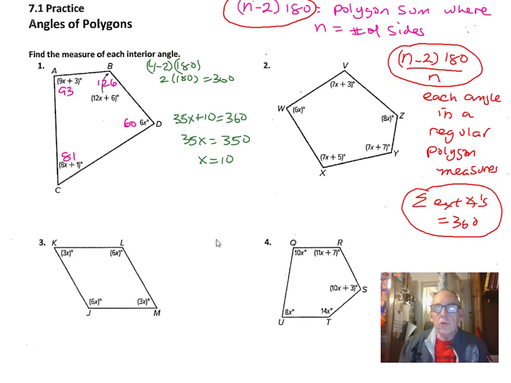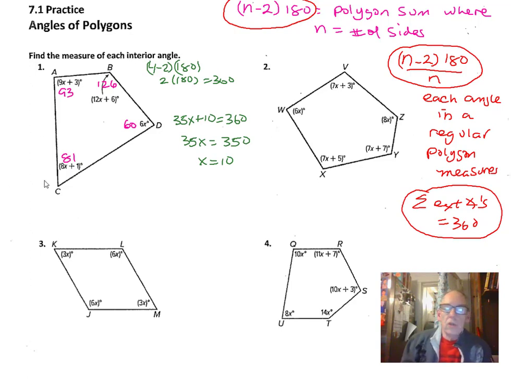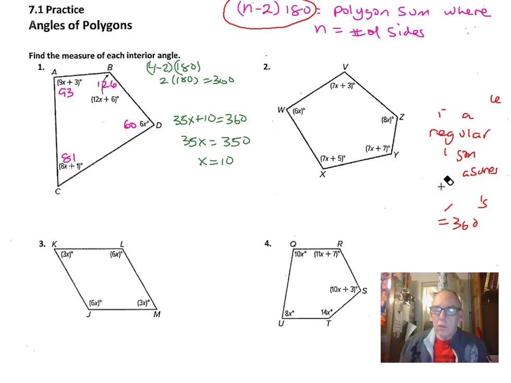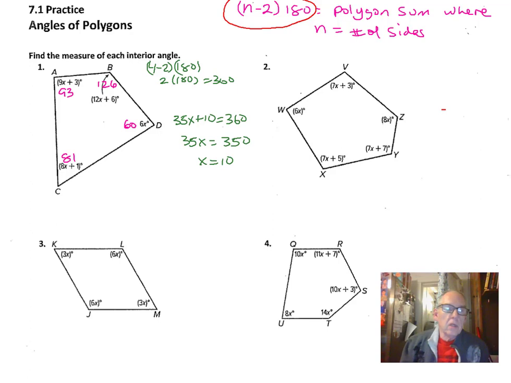Okay, let's look at number 2. What I need to do over here for this part is make some room. I'm going to erase the regular polygon angle formula here, and probably also the exterior angle theorem stuff, to give us some room. Okay, so let's see what we have. We've got a pentagon, 1, 2, 3, 4, 5 sides.